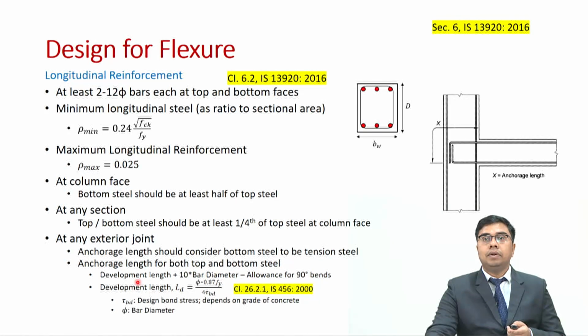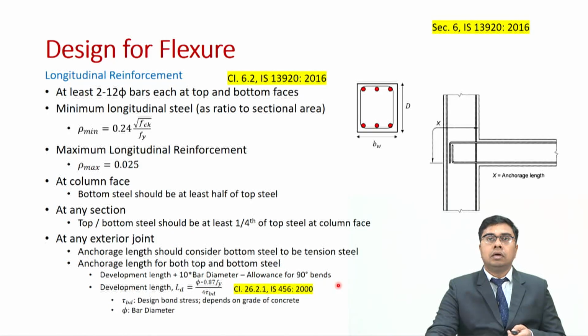Then the development length is typically in practice taken as 50D, which is the highest value possible, but you need to calculate it for a better estimate. Then the allowance for 90-degree bends typically ranges around 8 to 10 times the bar diameter. We will have a look further when we look into the design example.